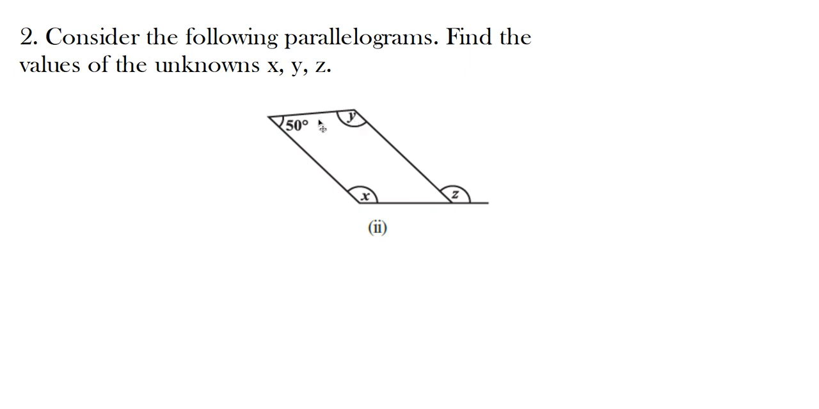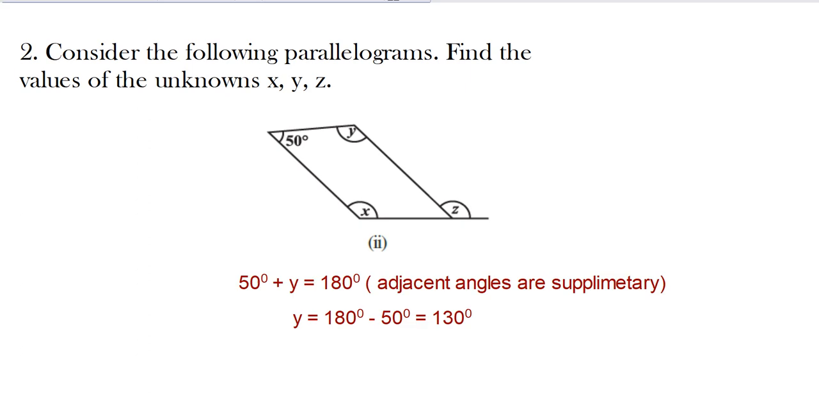Yes, 50 plus Y is equal to 180 degree because they are adjacent angles. They are supplementary. So you can write Y plus 50 is equal to 180. So Y is equal to 180 minus 50. That is 130. Now can you find out Z then? You can write Y plus Y is equal to 180 degree, and the reason also you write as adjacent angles are supplementary, and get the value Y is equal to 130.